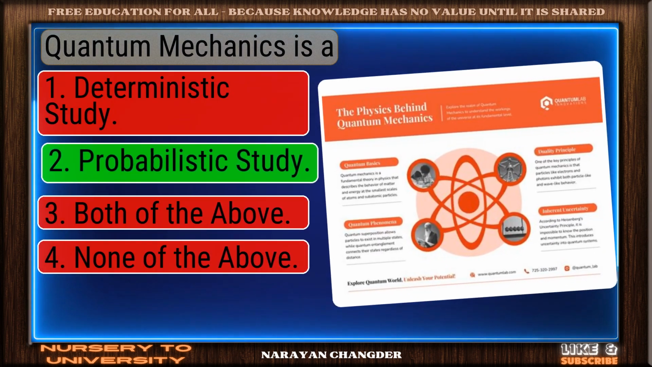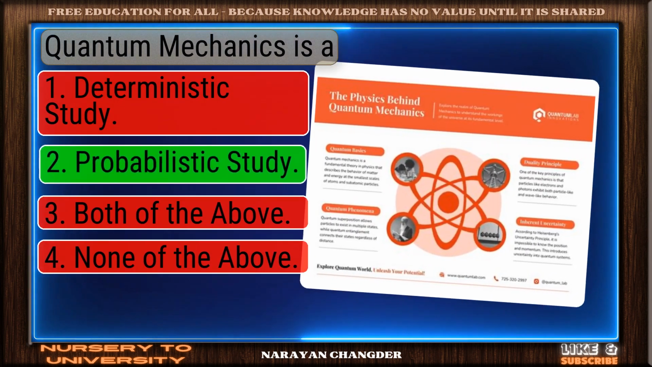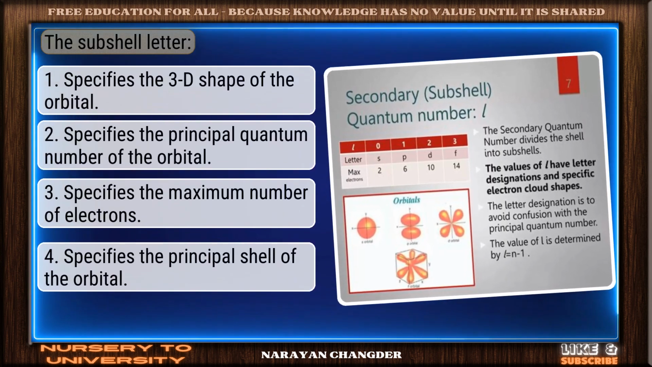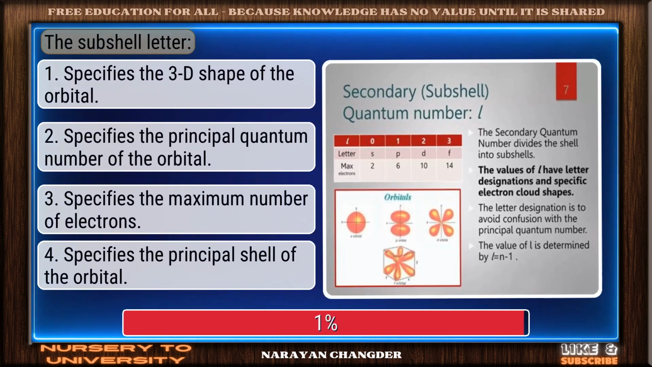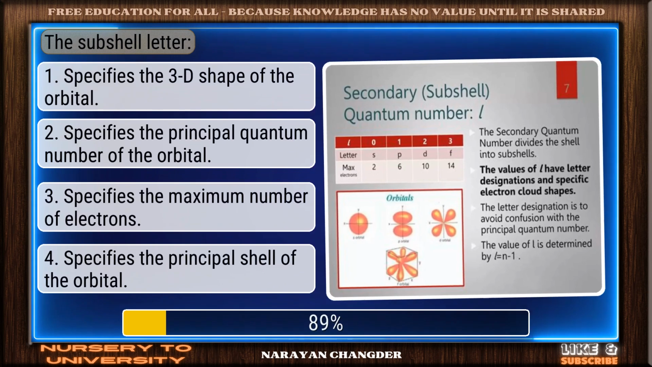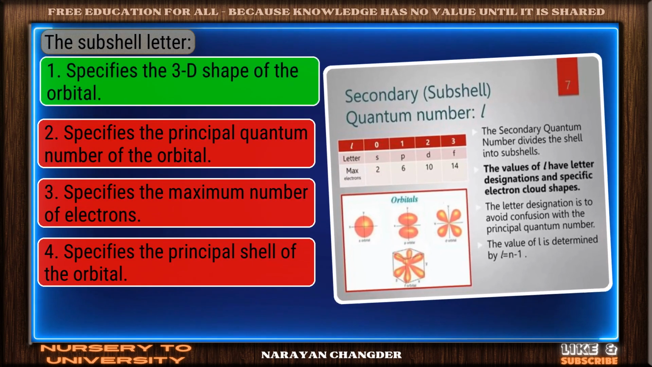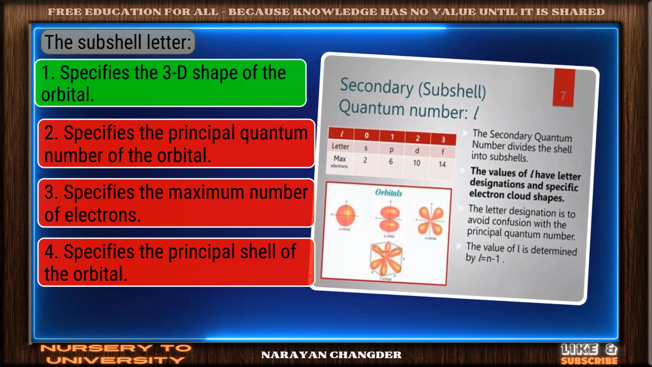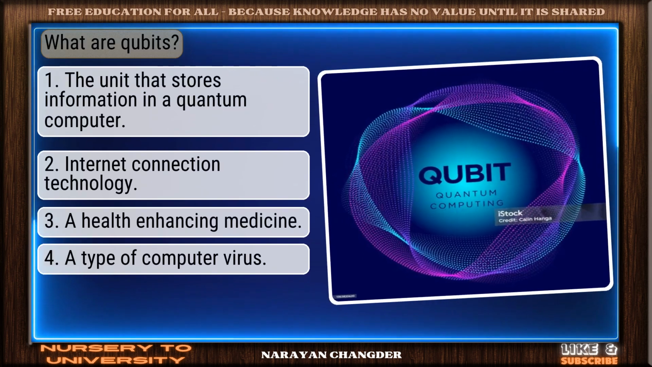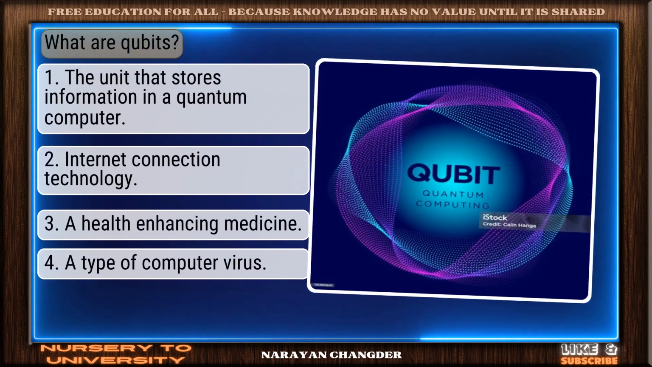You got it. Your choice, probabilistic study, is right. Question number 78. The subshell letter. Solid response. Specifies the 3D shape of the orbital is a valid choice. Question number 79. What are qubits?